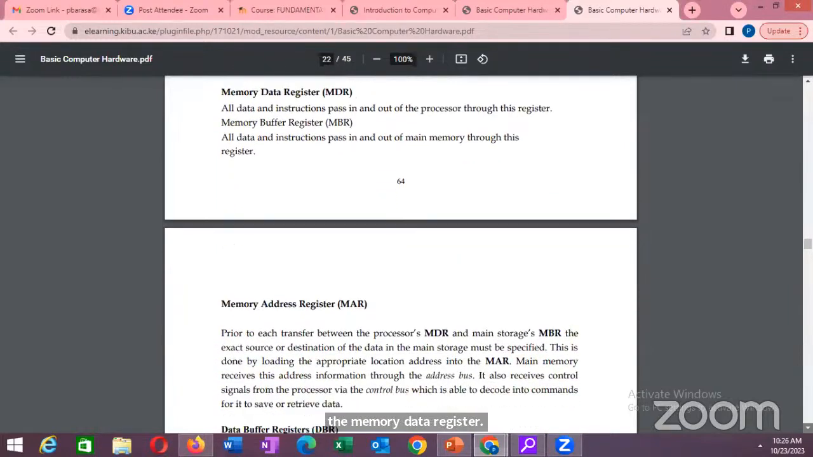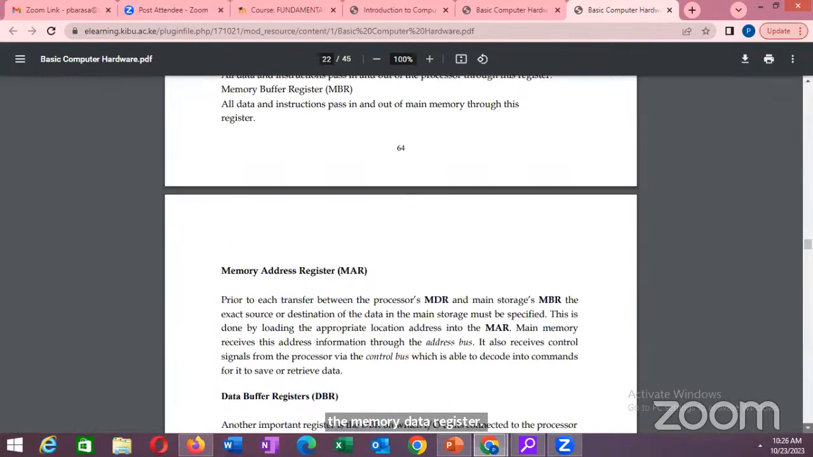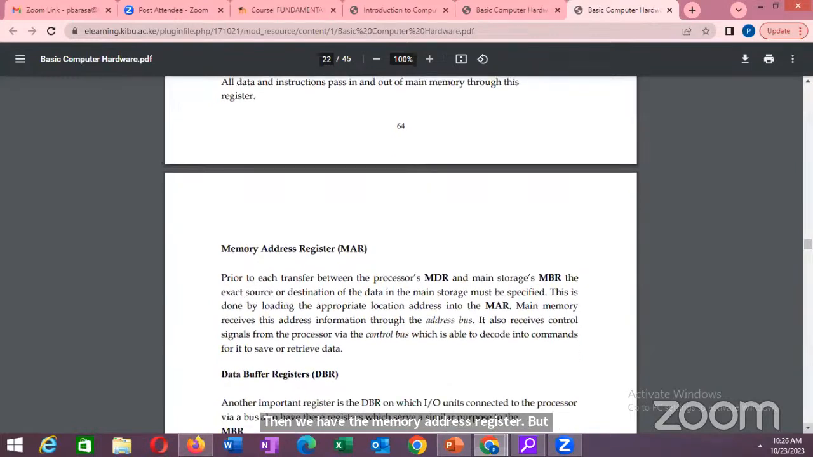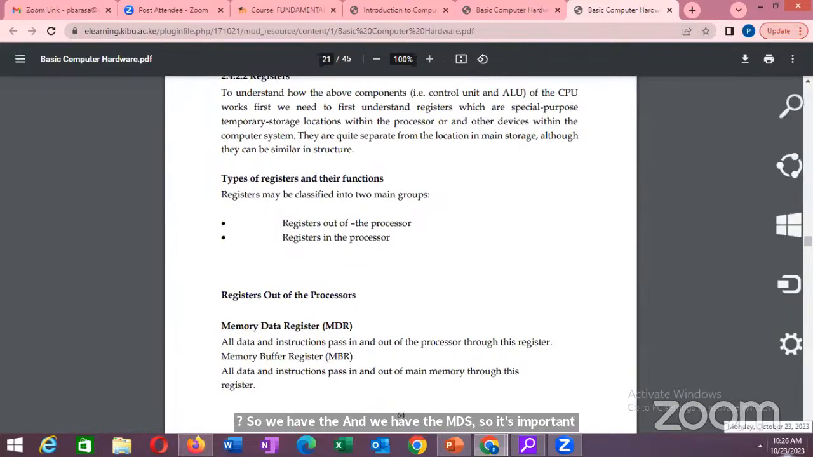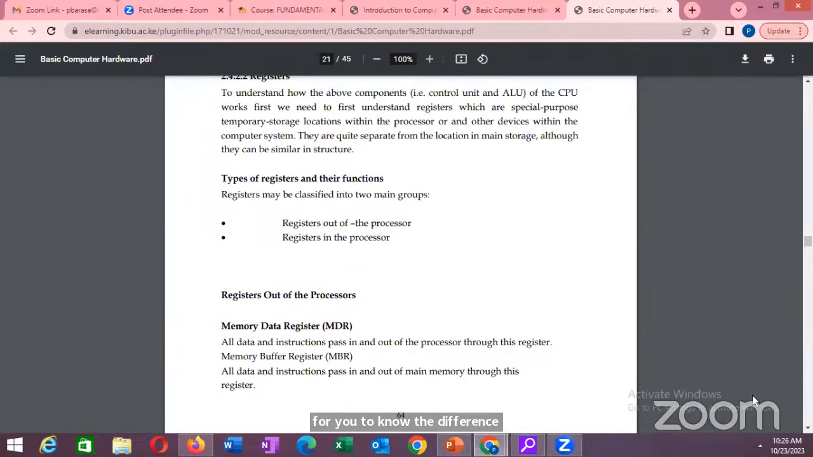Then we have the memory address register. Prior to each transfer between the processors, the MDR, the main storage MBR, which is the memory bus register. So we have the MBR and we have the MDR. It's important for you to know the difference. MBR, the memory buffer register.